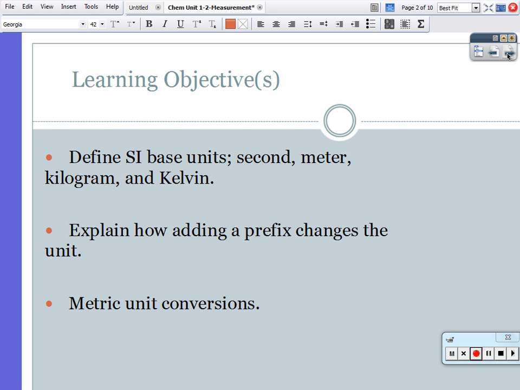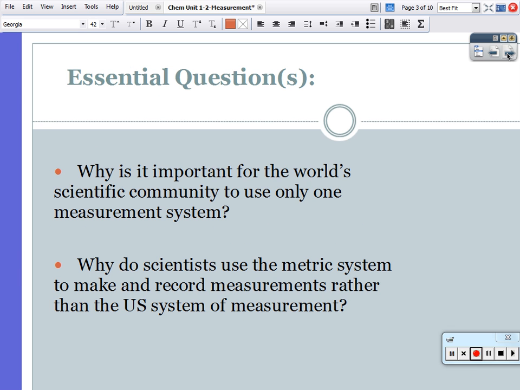So our objectives are to define the SI base units. Alright, second, meter, kilogram, and Kelvin. Explain how a prefix changes a unit and do metric unit conversions. So this is all about the metric system.